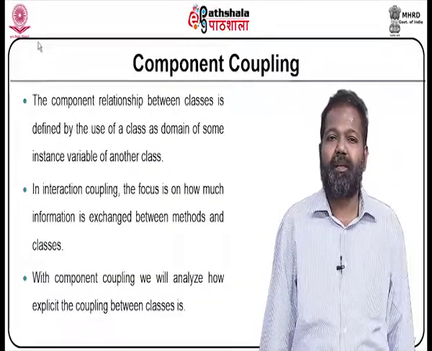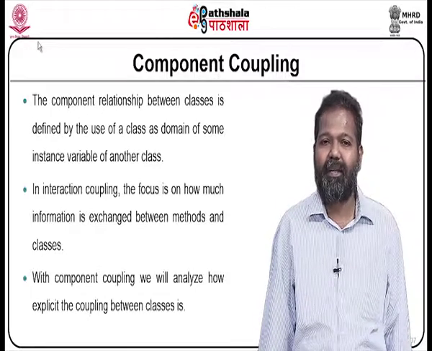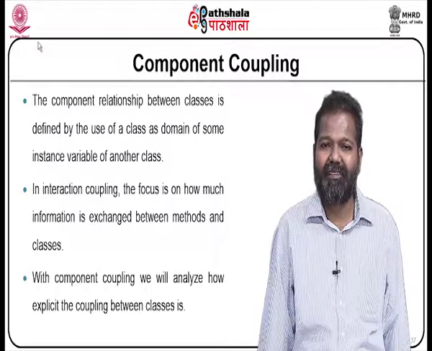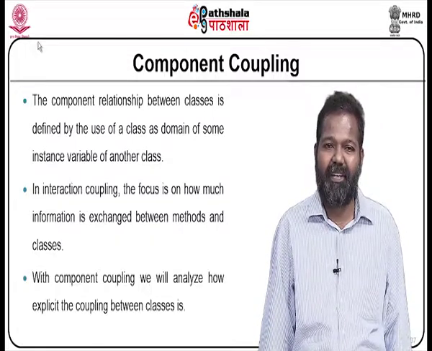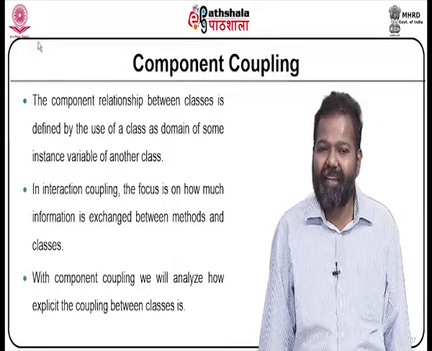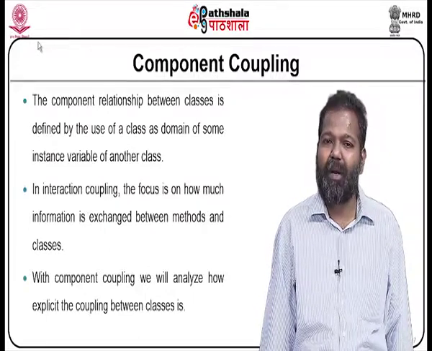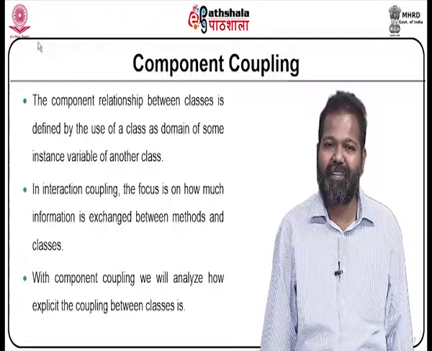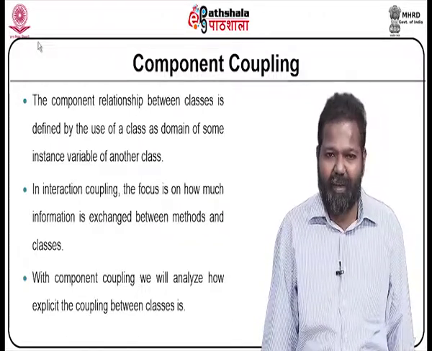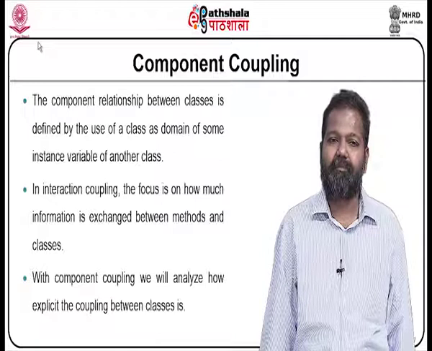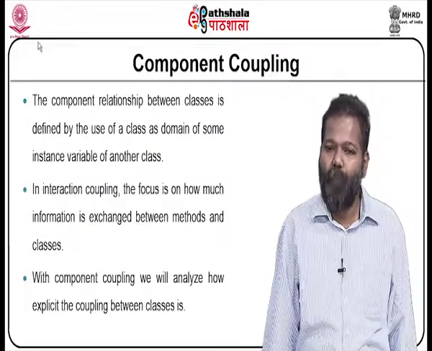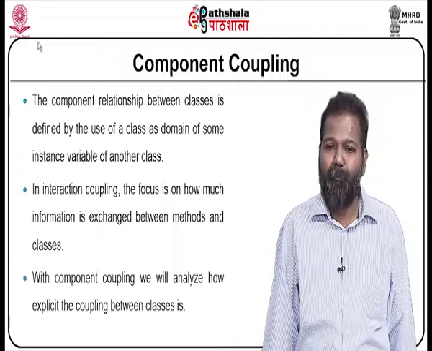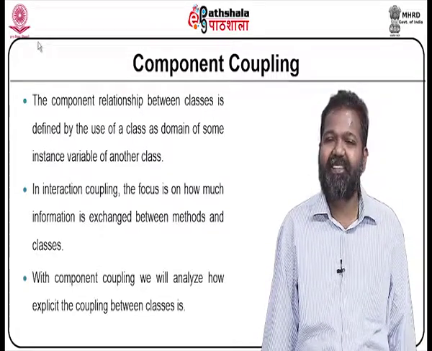We have to distinguish interaction between different classes from interaction within a single class. Component coupling: the component relationship between classes is defined by the use of a class as domain of some instance variable of another class. In interaction coupling, the focus is on how much information is exchanged between methods and classes. With component coupling, we will analyze how explicit the coupling between classes is.